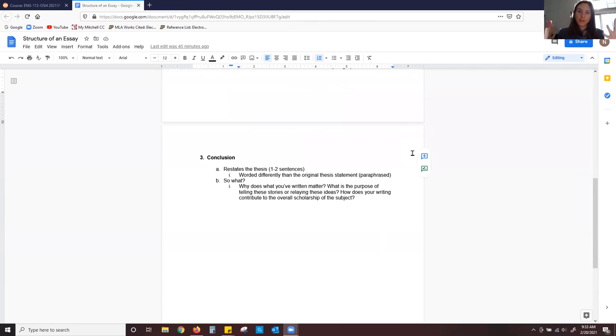After you've done all that, you have your conclusion for your paper. This restates the thesis statement in about 1 to 2 sentences, but just keep in mind, it's not verbatim. You're going to word it differently than the original thesis statement, or in other words, you're going to paraphrase the main ideas from the last sentence of your introduction, your claim.